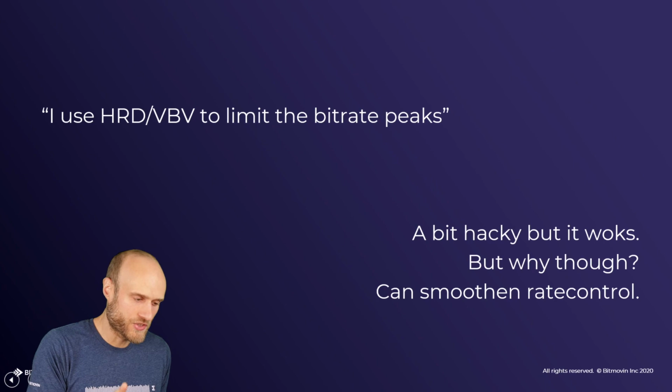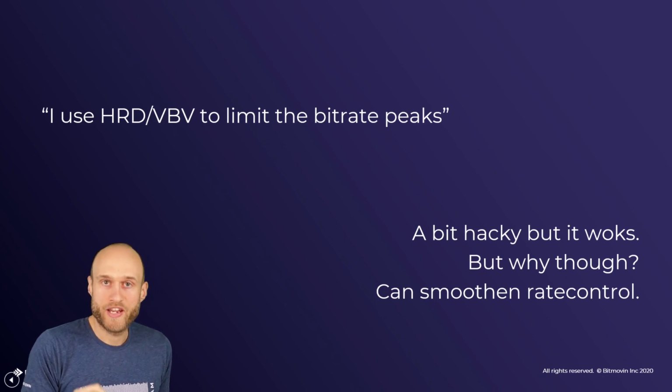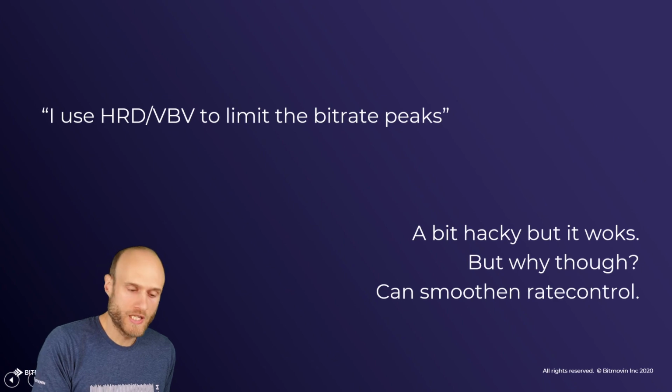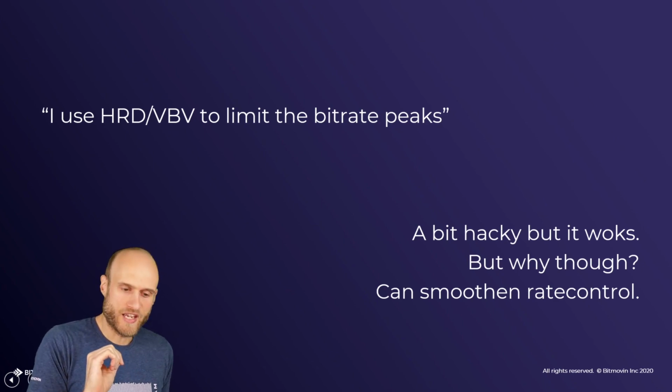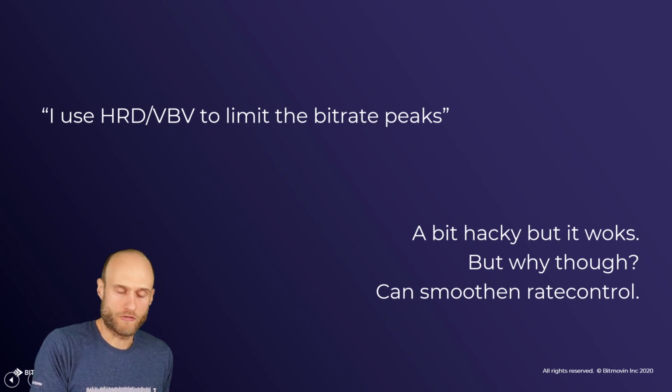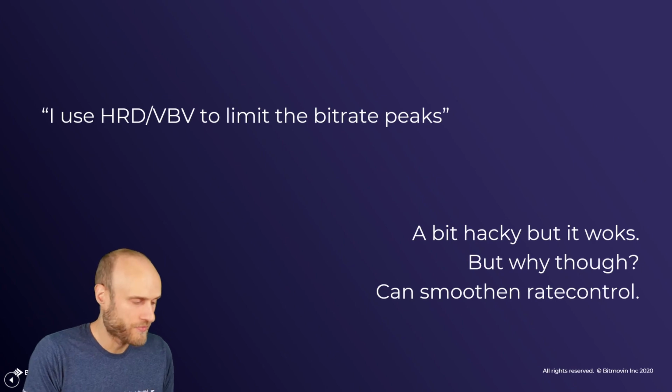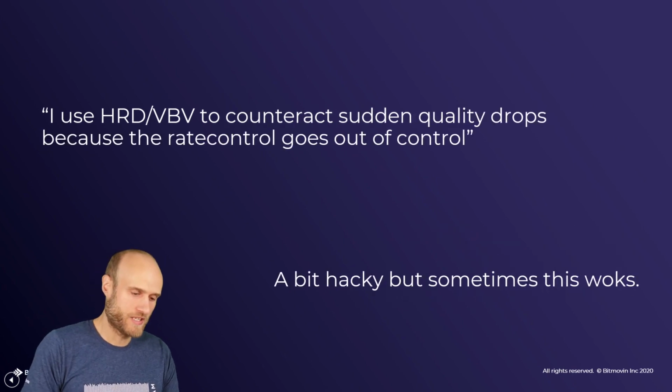Because you always have to consider the HRD model: if you set those in the encoder, they are a hard limit for the encoder to keep. And if the buffer is about to run low, then the encoder will forcefully try to keep it full, so that there's no underrun. So it will drop the quality to very bad levels if that happens. And that might not be what you're looking for in certain situations. But it can smoothen the rate control, but it's a bit hacky.